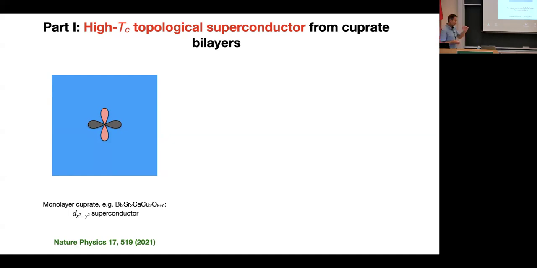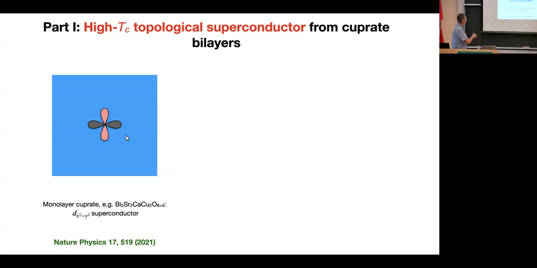So there are many things about cuprates that we still do not understand after more than 30 years of vigorous research effort. One thing that we do know is that these are D-wave superconductors. What this means is that the superconducting order parameter, that is the symmetry of the Cooper pair wave function, is different from all other conventional superconductors in that it has this D-wave symmetry illustrated here.